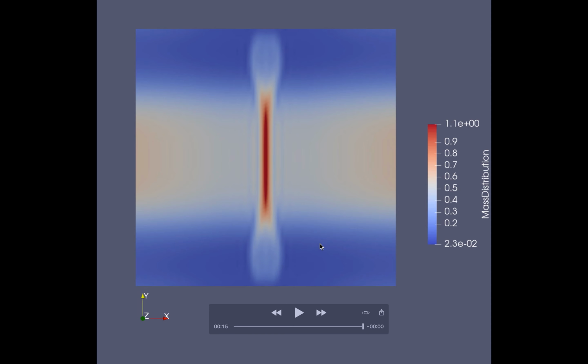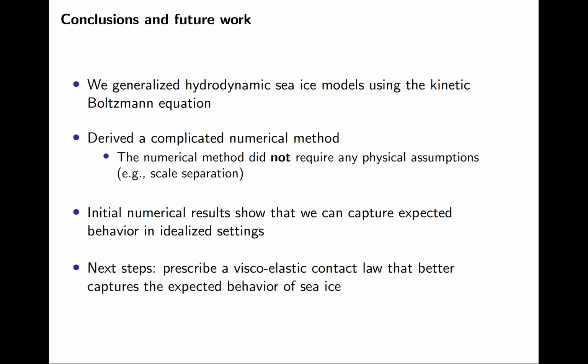mass interacts once more. We use the kinetic Boltzmann equation to generalize traditional hydrodynamic sea ice models by replacing the term in the flux matrix that traditionally depends on the effective viscosity with a term that implicitly depends on the flow-flow interaction at the small scale. We derived a complicated numerical method to approximate solutions to our model, but importantly, this method does not require any physical assumptions about the dynamics of sea ice, such as scale separation.